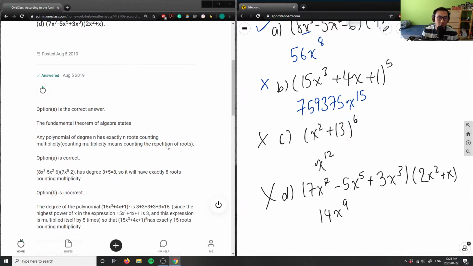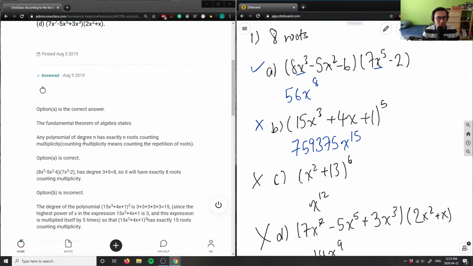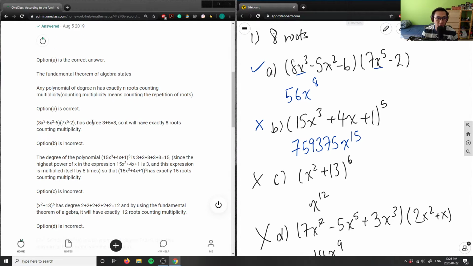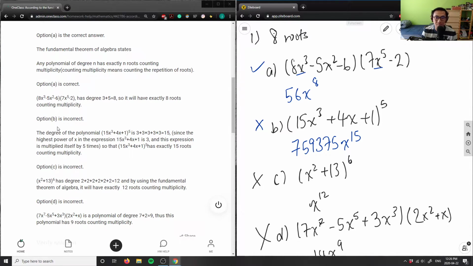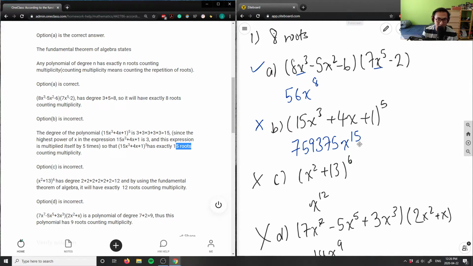Let me just see if they got this question right. So they did. Option A is the correct answer. Any polynomial of degree n has exactly n roots counting multiplicity. That's good. So 8x cubed times 7x to the power of 5 is 56x to the power of 8. B here says I have exactly 15 roots, right? So I have x to the power of 15 here, so I have exactly 15 roots.